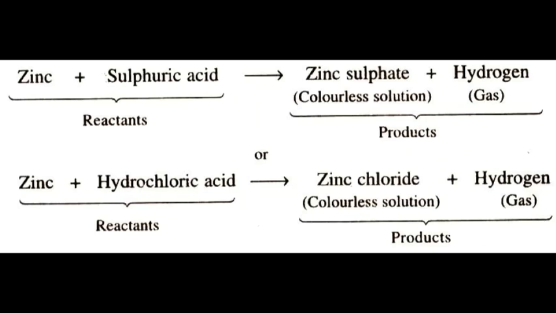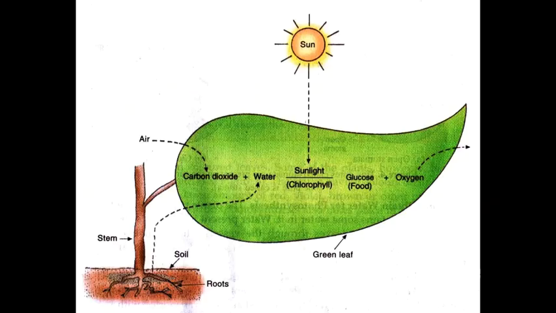In this context, we must also mention two major processes. One is photosynthesis, which is a very important chemical reaction. In photosynthesis also, you know that the carbon dioxide gas mixes with H2O water, and in presence of chlorophyll and sunlight, it produces glucose and also oxygen gas.